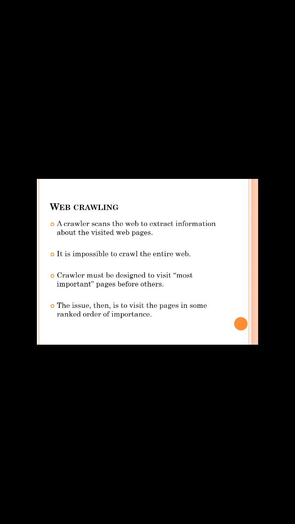It is impossible to crawl the entire web because there are some limitations. The size of the web is very huge. The web pages are changing in nature, and there are limited computing and storage capabilities of crawlers. Thus, the crawler must be designed to visit the most important pages before others. But there is an issue with visiting pages in some ranked order of importance. We will see these limitations one by one.